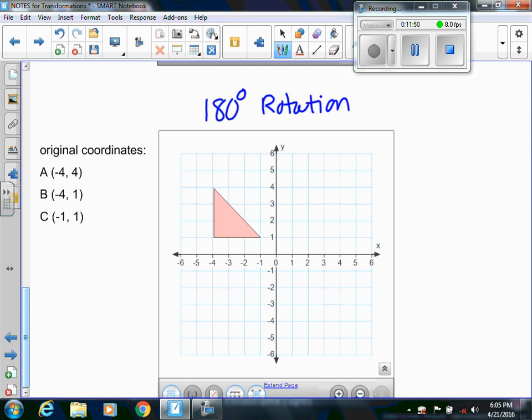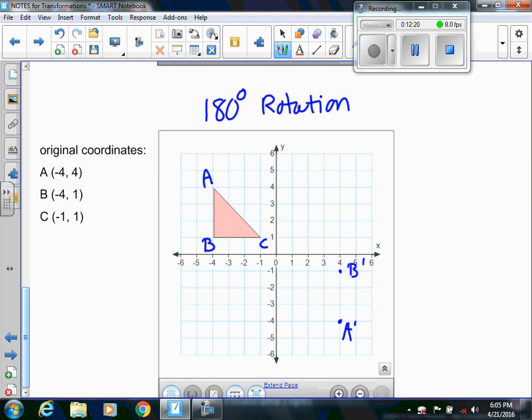So it's literally going to be almost like the opposite kind of thing. So since it's in quadrant 2, it's going to be all the way over in quadrant 4. And again, kind of just flipped all the way around, turned all the way around. So again, we have A, B, and C. Now my A prime is going to be 4, -4. So it's going to be right here. This is A prime. My B prime is going to be 4, 1.